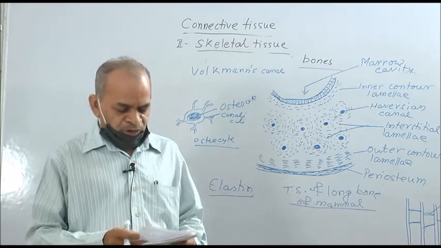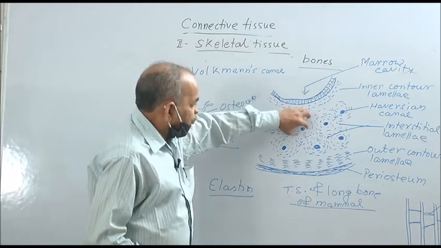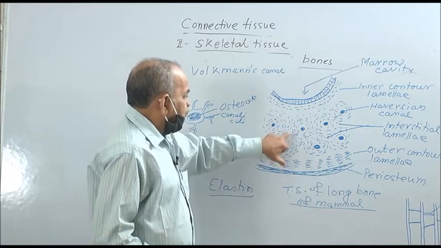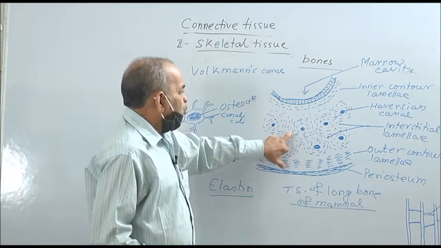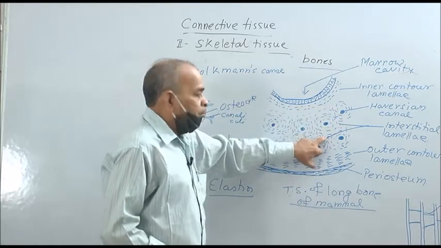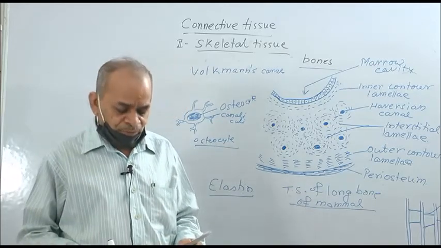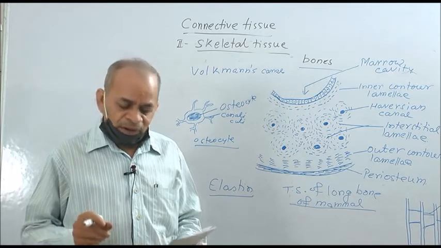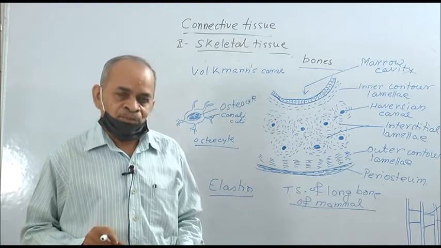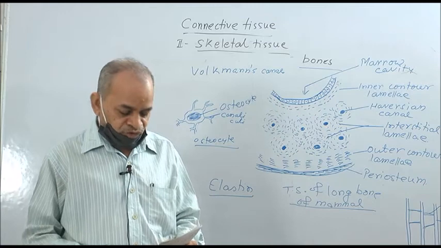The lamellae in between the Haversian systems. So this is one Haversian system, this is another Haversian system. Now here, in between these three, these lamellae are known as interstitial lamellae. They are only for packing, filling up the space between the Haversian systems.